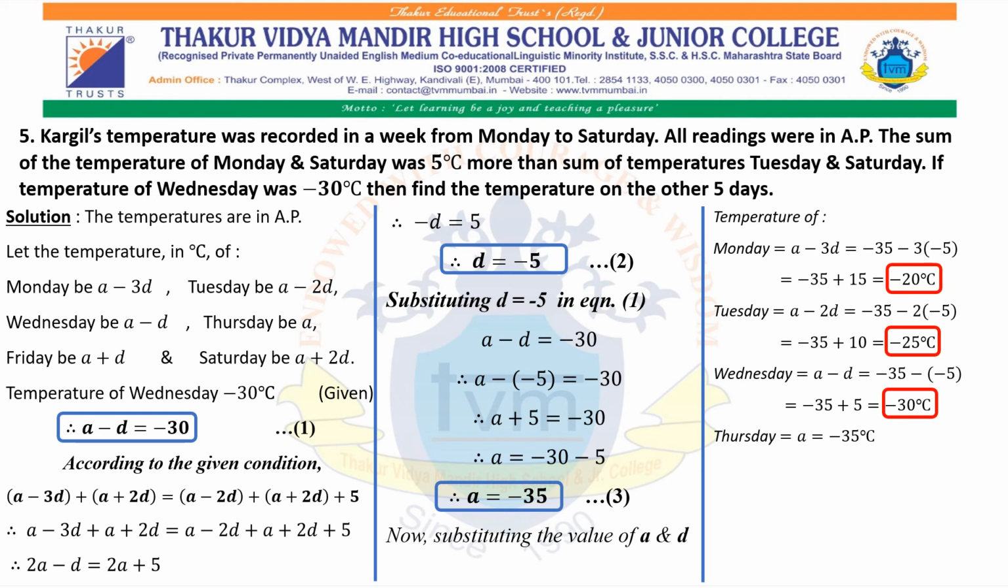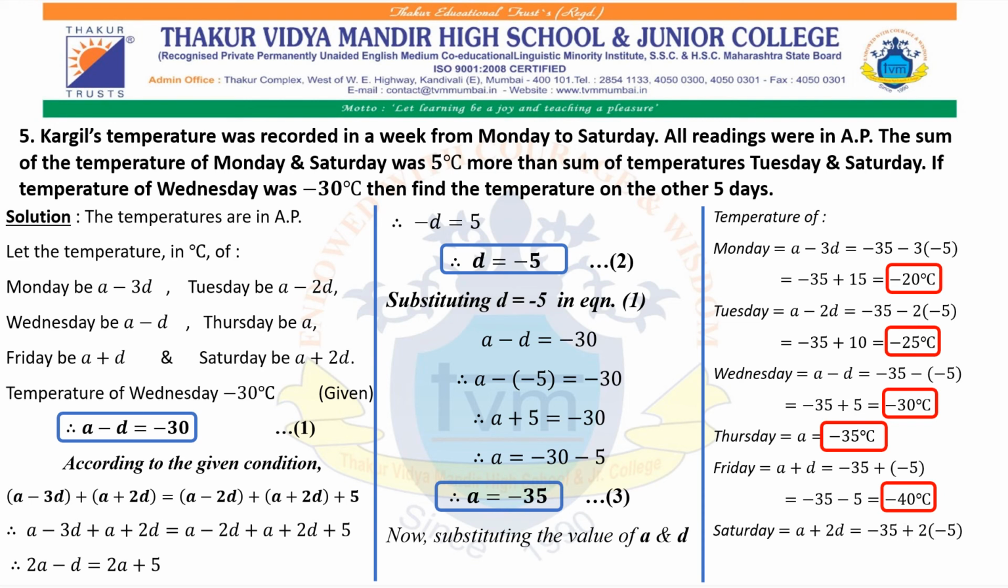Now, Thursday's temperature we will find out. We had taken it as A equals minus 35 degrees Celsius. Friday's temperature we had taken as A plus D. After adding the values of A and D, we will get minus 40 degrees Celsius. And Saturday's temperature we had taken as A plus 2D. After substituting the values, we will get minus 45 degrees Celsius. Means we got the temperatures of that entire week from Monday to Saturday.